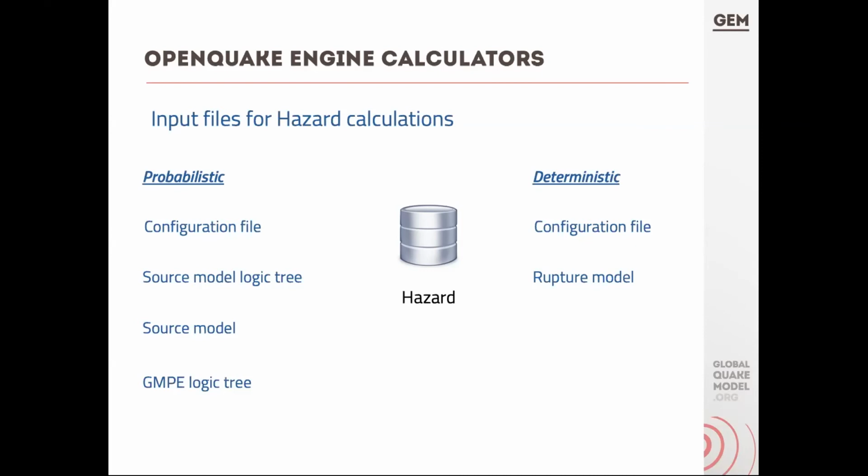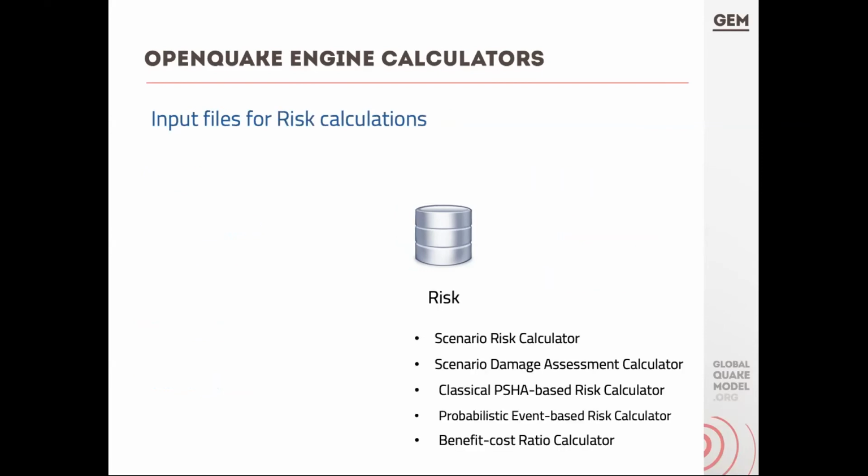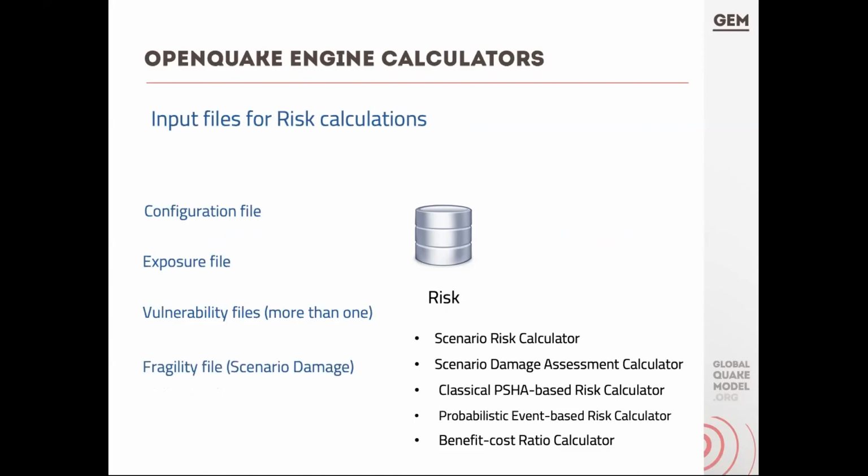Then we will build on top of that, because now we are going to risk. So in risk, again, this is the summary of the calculators we have and which are the input files. Very simple. Exposure, vulnerability. If I want to estimate damage, then I go to fragility and the configuration file.